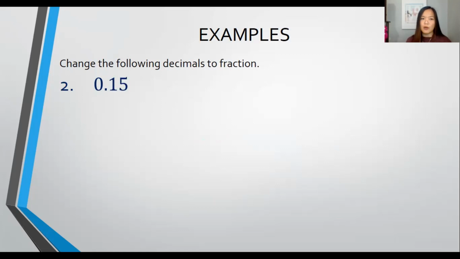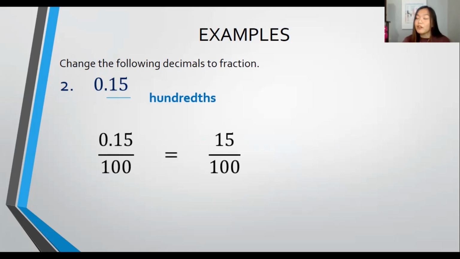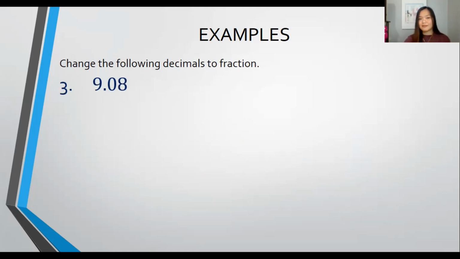Then we have the second one, 0.15. Take note of the place value of 15. It is hundredths. So definitely it is 0.15 over 100, or 15 over 100, disregarding the decimal, and then simplifying that by their GCF, which is 5, and we have 3 over 20. So 0.15 in fraction is 3 over 20.